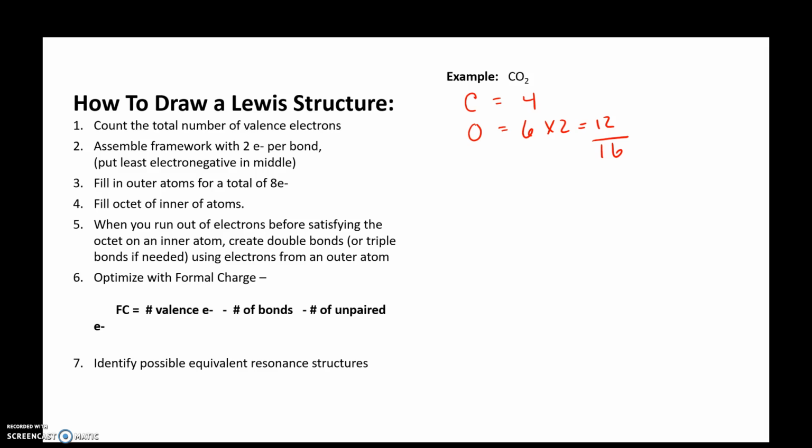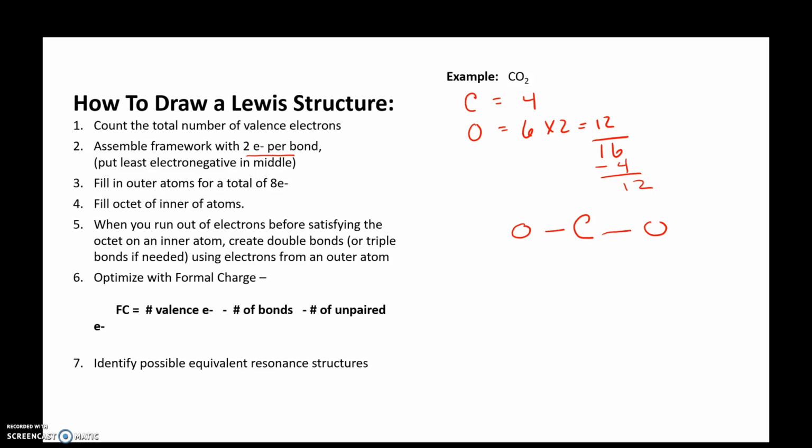Next, I'm going to assemble a framework of atoms. We always put the least electronegative or the least abundant atom in the middle. So I'm going to place the carbon in the middle and my oxygens on either side. I'll put bonds between the carbon and the oxygens.